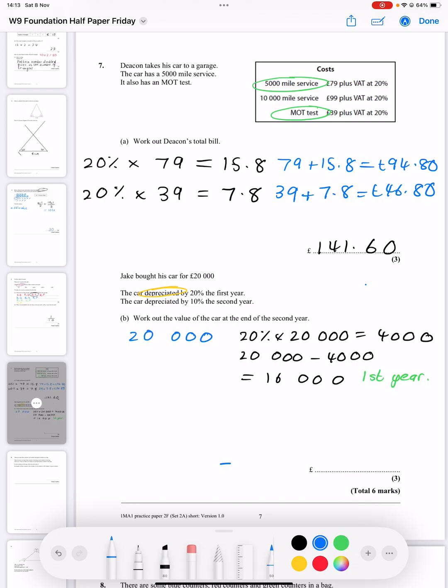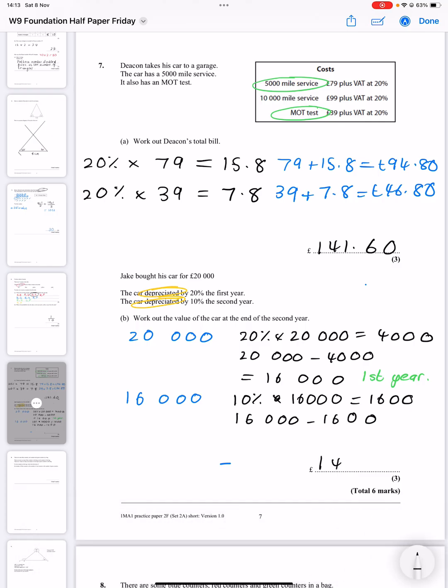Then I need to use 16,000 and reduce that by 10%. So I'm going to work out 10% times by 16,000, 1,600. I'm going to take that off to get my answer of £14,400.